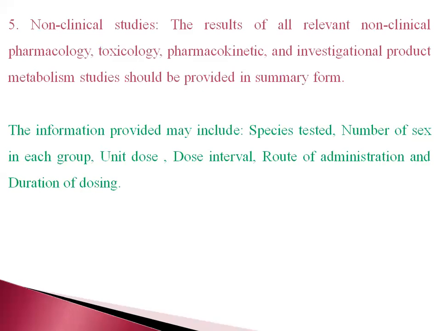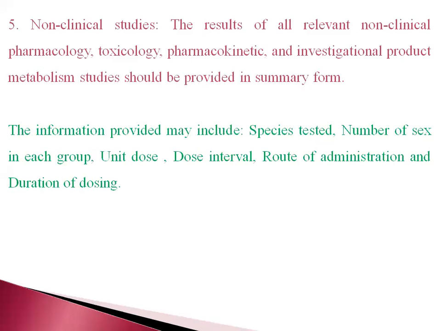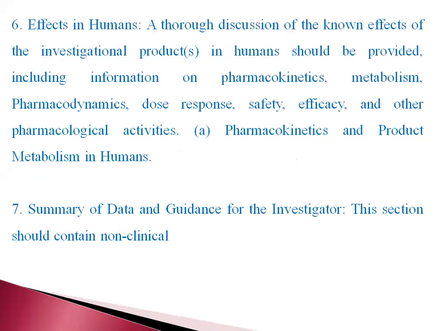The information provided may include species tested, number and sex in each group, unit dose, dose interval, route of administration, and duration of dosing. That means the overall procedure they are using in preclinical as well as clinical stage is explained in detail in this investigator brochure. Okay, we call it as IB.